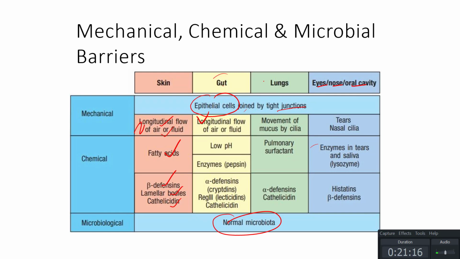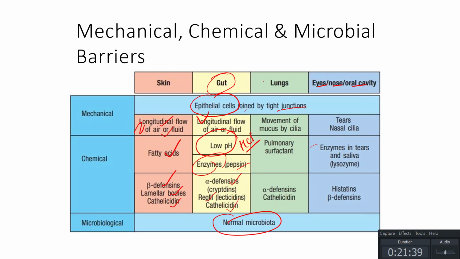The same goes for the gut. In the gut, in the chemical barrier, what is there? Low pH. We know HCl is secreted in the gut, so that will not allow pathogens to live. Then enzymes like pepsins, then there are other barriers like alpha defensins, cryptdins, Reg3, lacticidins, and cathelicidins that will also be synthesized.